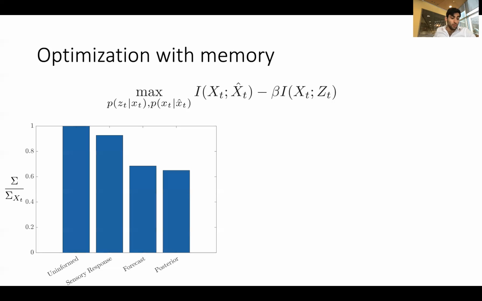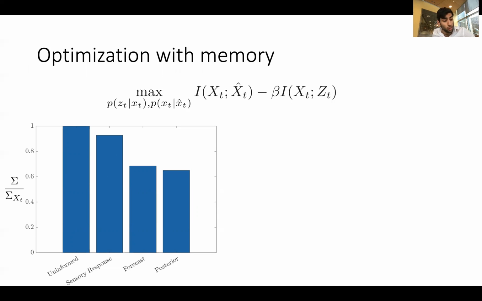Now, you're allowed to make a sensory response, of course, and by making one you can get an improvement in your uncertainty of the system, because your sensory response is giving you some sort of measurement. But you'll notice the measurement is actually very weak. It's only reducing the uncertainty by 10%.